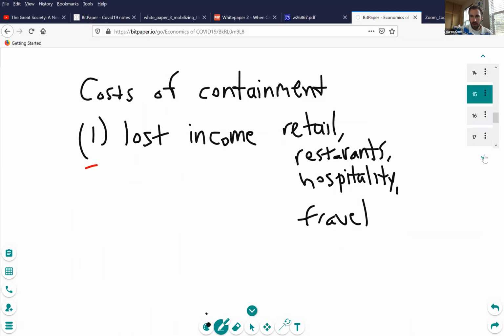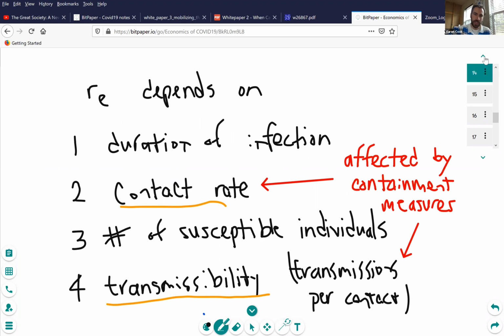So we went over last time some characteristics of the infectious disease itself and its spread. We talked about the effective reproductive number, RE, which depends on the duration of the infection: how long after people contract the virus they have the ability to infect others. That's a virological characteristic of the disease.